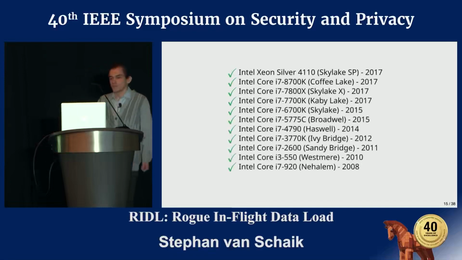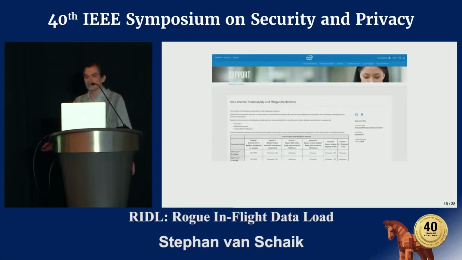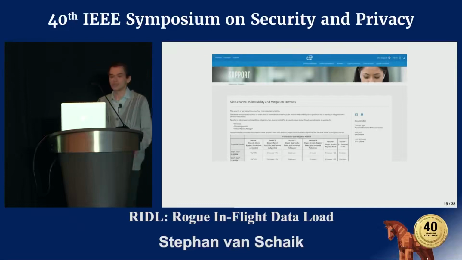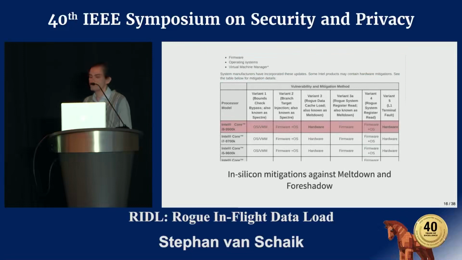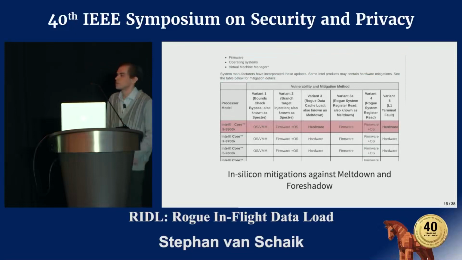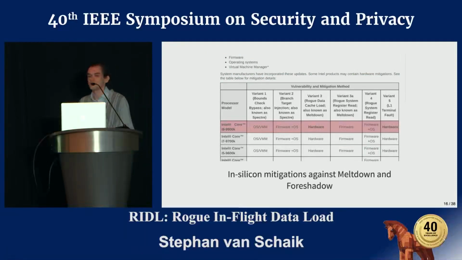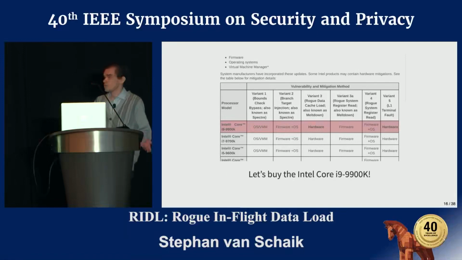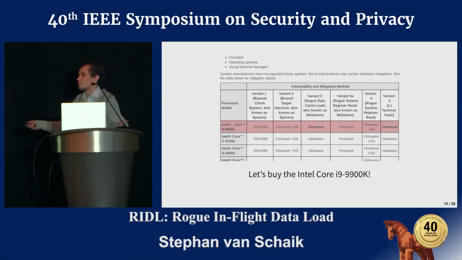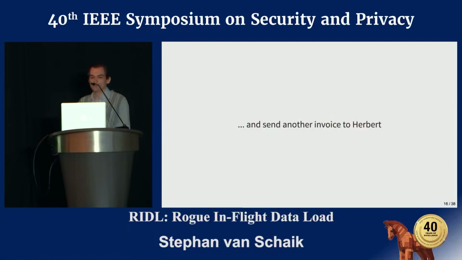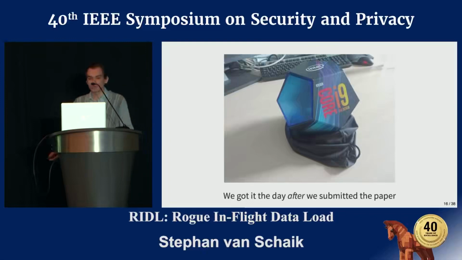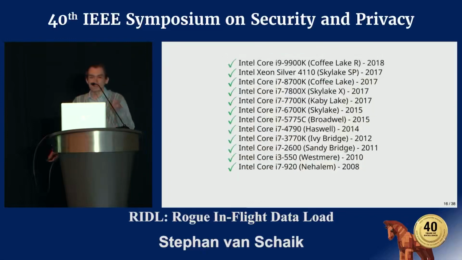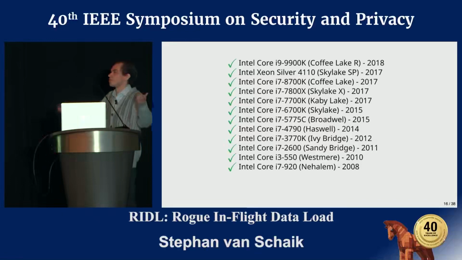Then we submitted the paper, and we looked at the Intel website, and you see a new announcement of the Coffee Lake refresh, the 9th generation CPUs. The interesting bit here is that they mention in-silicon mitigations against Meltdown and Foreshadow. So we thought, well, let's buy it. We bought the Core i9 9900K, and we sent another invoice to Herbert, of course. It arrived one day after we submitted the paper, and it also works.